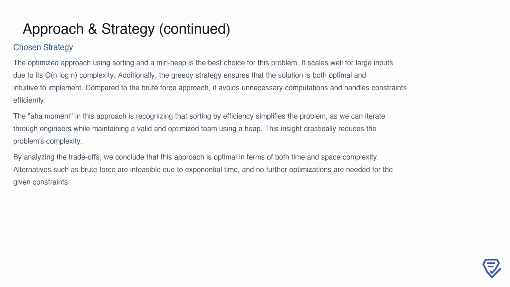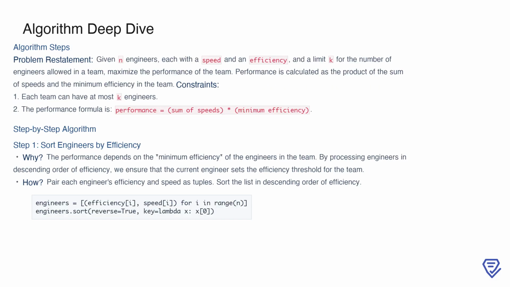To solve this problem, we need to maximize the performance of a team that can include at most k engineers. The performance is calculated as the product of the sum of the speeds of the chosen engineers and the minimum efficiency among them. The key challenge here is that both the speed and efficiency factors influence the performance, and we must ensure that the team respects the size constraint of k.